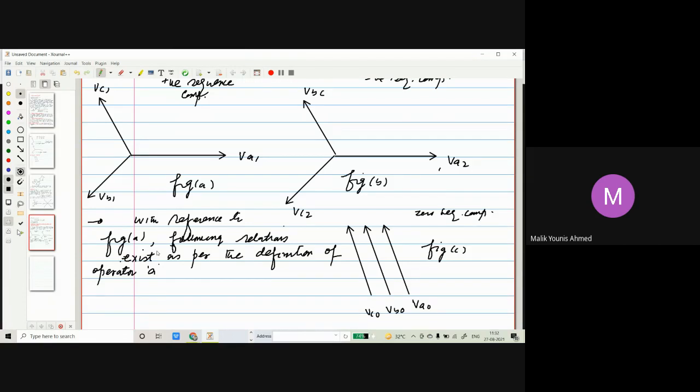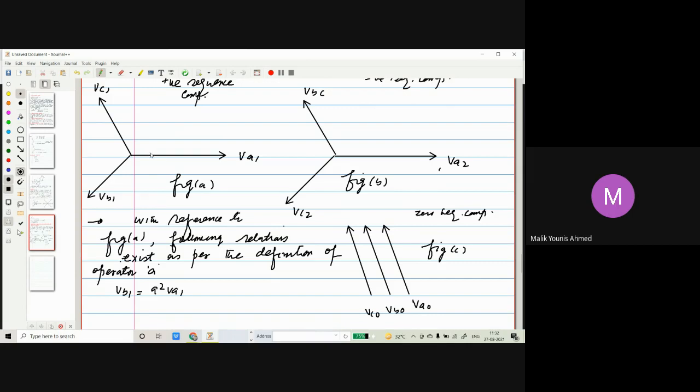Now, from figure A, because I need everything in terms of A, I want to narrow down the number of balanced phasors. That means I want to limit them. How can I do that? From VA1, I move in the counterclockwise direction: operator A up to VC1, operator A squared up to VB1. So I can write VB1 as A squared VA1. I think there's no confusion because they are 120 degrees electrically apart.